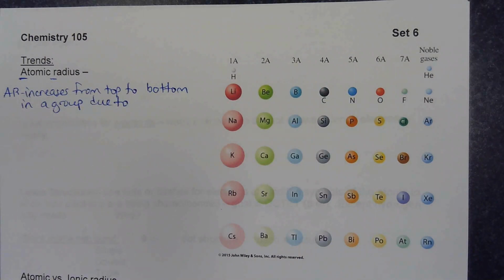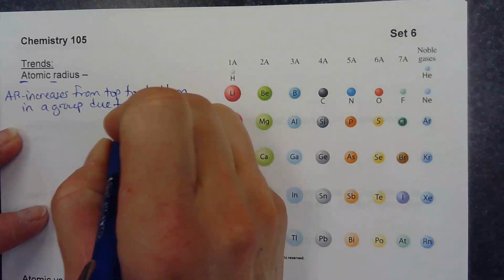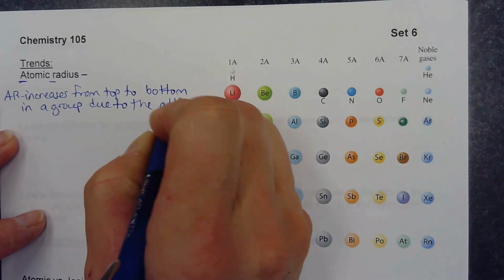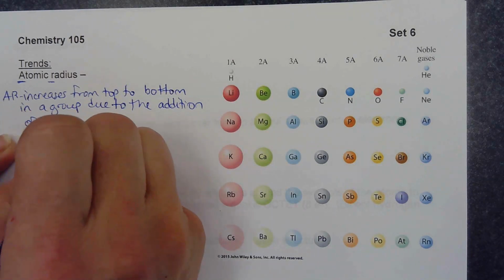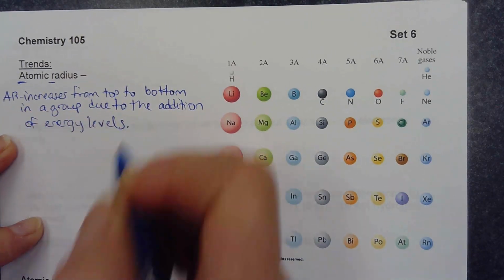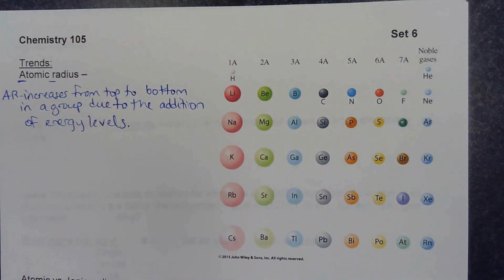Do I get bigger? Yeah, you've seen me do this day after day. First energy level, second, all the way to the seventh energy level. What's this indicating? A big what? A big atom. Okay? So it's due to the addition of energy levels. Due to the addition of energy levels.